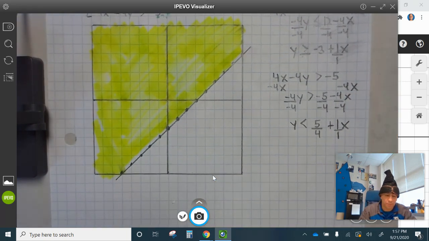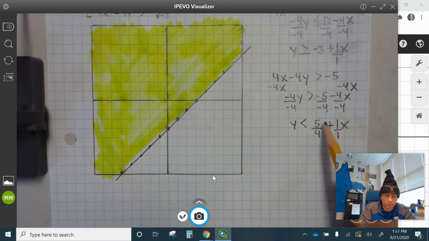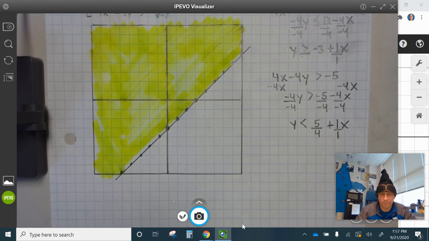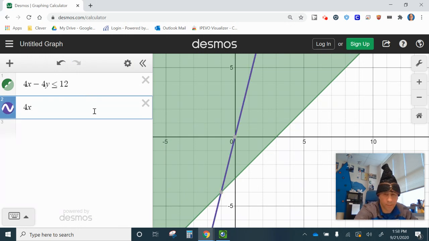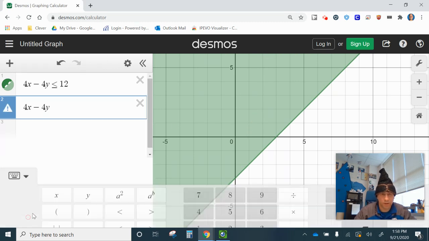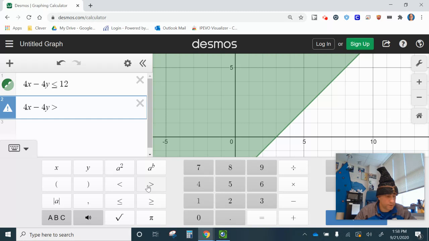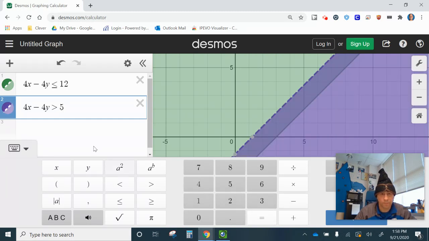Now, when your y-intercept is not a whole number, I don't recommend graphing without a calculator. So let's go ahead and graph with Desmos. We already have that one. Now, when I graph it, I'm going to go back to the original, 4x minus 4y greater than -5. Wait, that should be a negative.